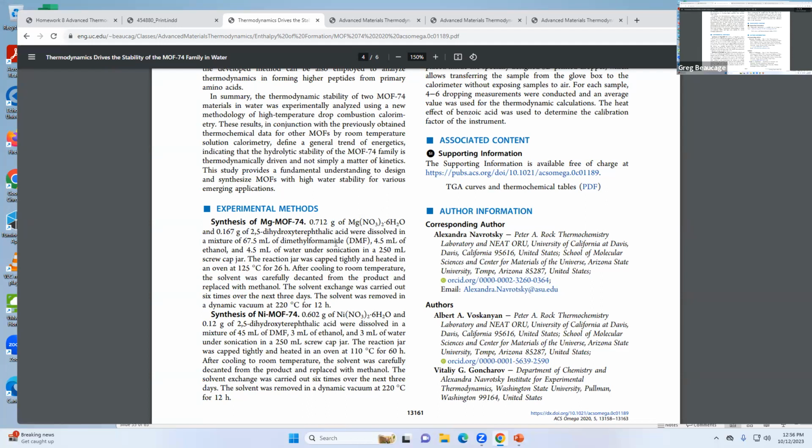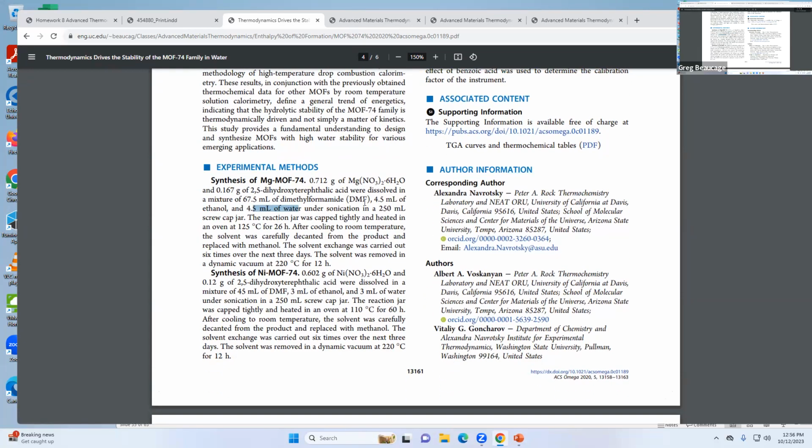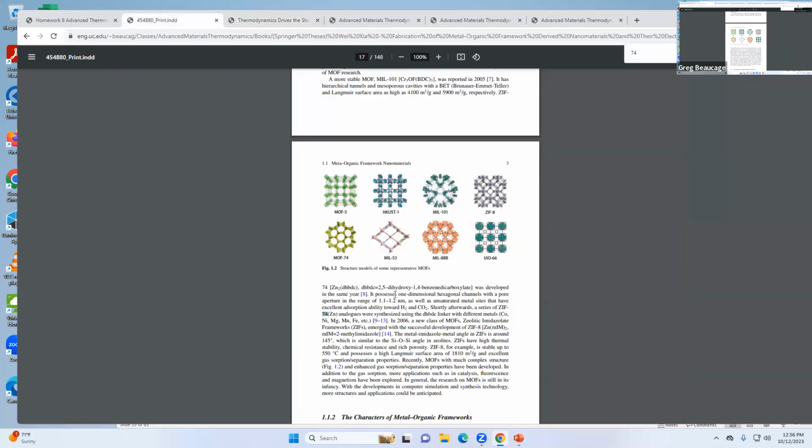It's a pretty common solvent, so they use that. And then ethanol, which is what you drink when you go to the bar, and then water, which you drink otherwise. Sonicate it, right? Screw cap jar, stick it at 125 for 26 hours. That's it, done. Filter that. It's so simple, and they're going to end up with this stuff. Literally, you end up with stuff like this.